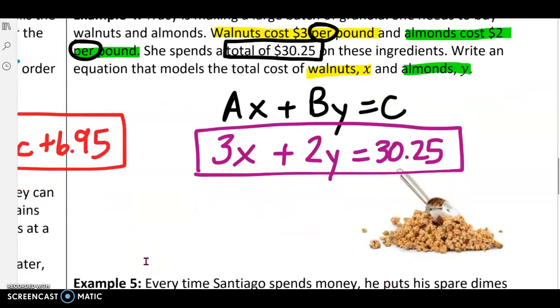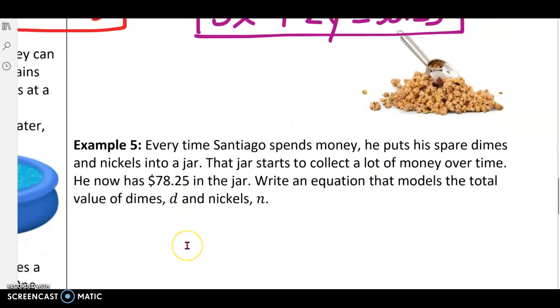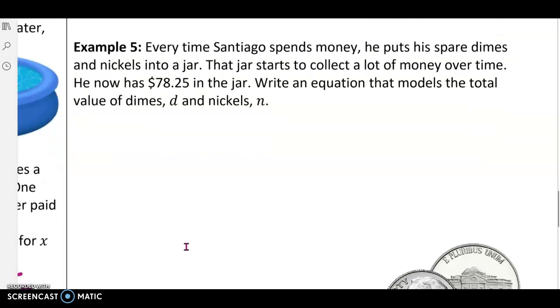Okay. So I'm going to pause the video and I want you to try example 5 on your own. Pause it, please, and try 5 on your own. Try to write the equation using the letters provided in the word problem.